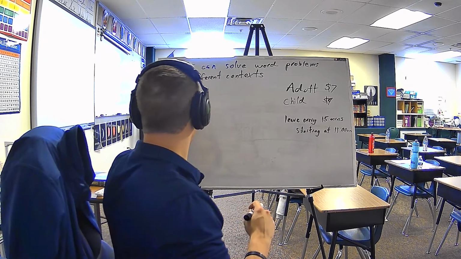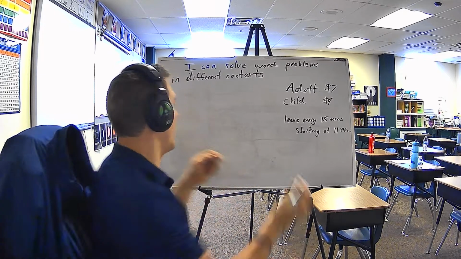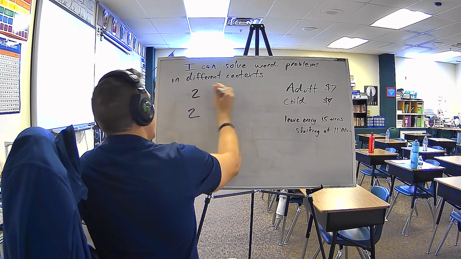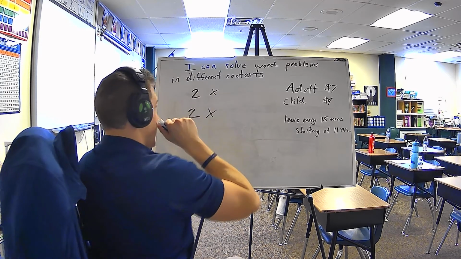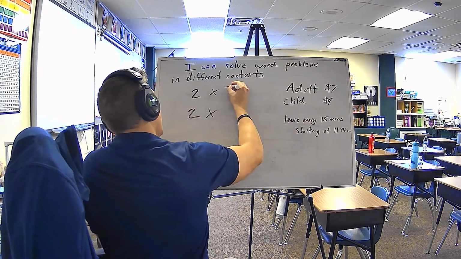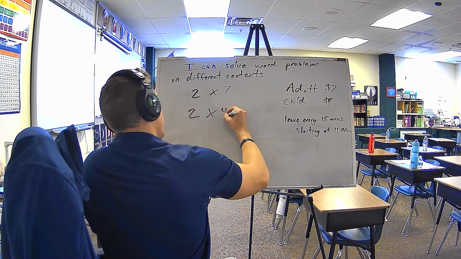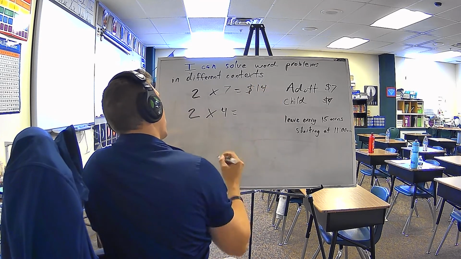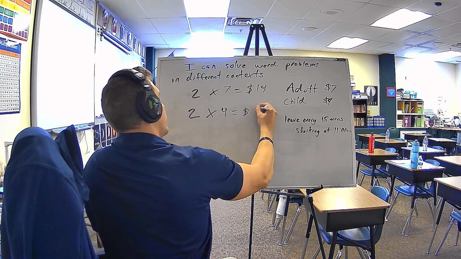Which means, in order for this to work, I need to make sure I recognize what I have. I have 2 adults and 2 children, and the 2 adults cost the same, and the 2 children cost the same. So the adults each cost $7, and the children each cost $4 for their tickets. So in total, for the adults, you need $14, and for the children, you need a total of $8.